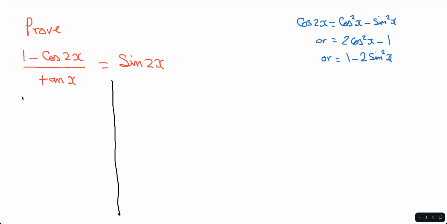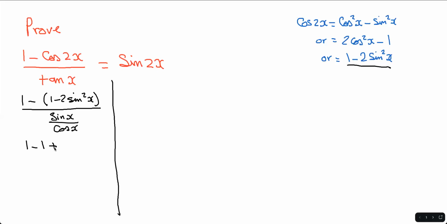Okay, so we have 1 right here minus cos 2x. I'm going to replace it, as I said, by this one right here. So brackets 1 minus 2 sine squared x, all over, and I'm also going to change the tan x to sine x over cos x. Okay. Now I'm going to distribute the negative. So that's going to be 1 minus 1 plus, because the negative is a sign changer, 2 sine squared x over sine x over cos x.